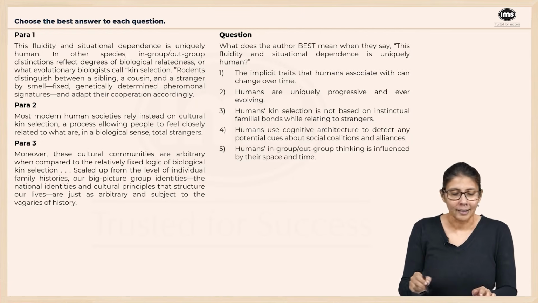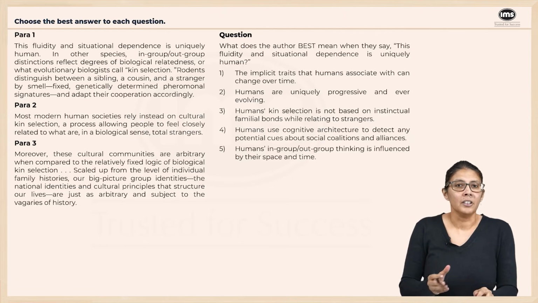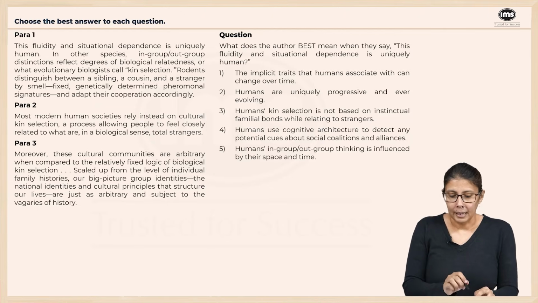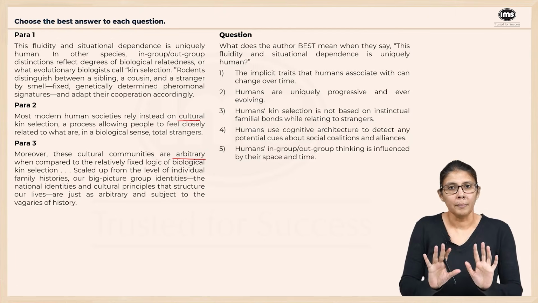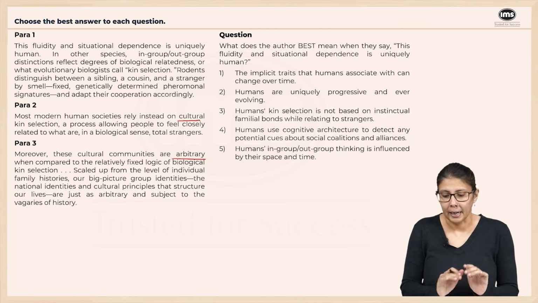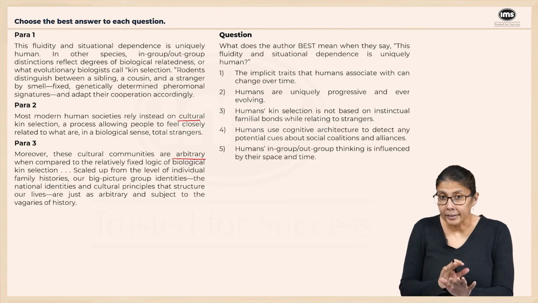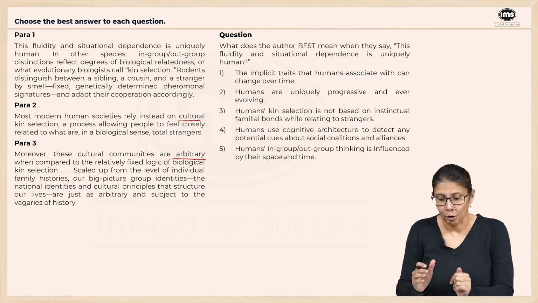So para 1 has that specific line and we are trying to say in para 1 that in other species the distinction between in and out group is biological. In para 2, we are saying this distinction is cultural. And in para 3, we are saying that these groups are arbitrary. So this is the messaging of each of the paras. Now let's keep the entire passage in mind when we read our options.